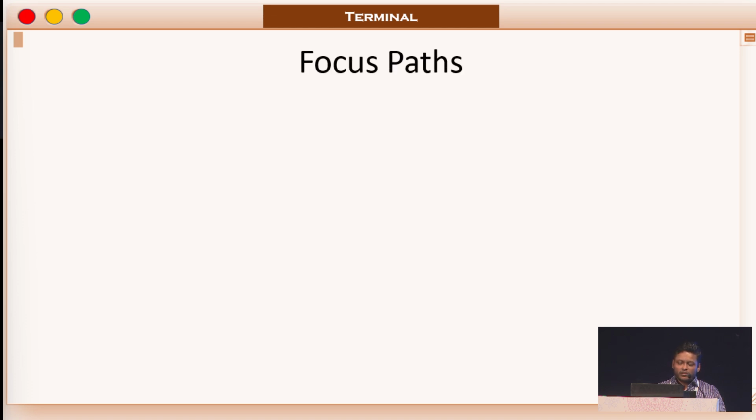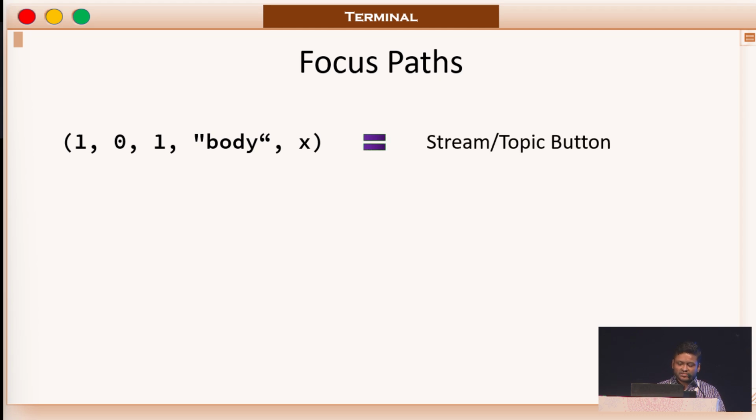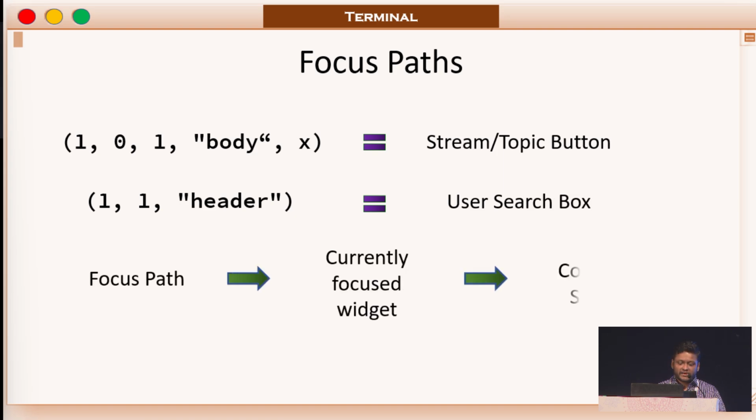Yep, the framework will maintain the path to the focused widget in the widget tree. For example, this is a sample focus path in Urwid, where the numbers represent the indices. Each entry in this tuple represents an edge in the widget tree. And this path in particular represents the stream or topic button in Julep terminal, while this path represents the user search box. And this is how we map the focus path to the context state.